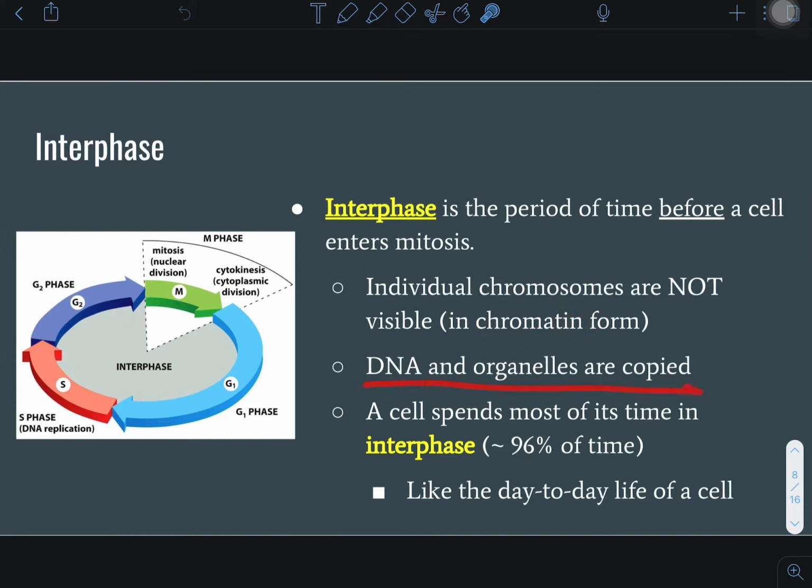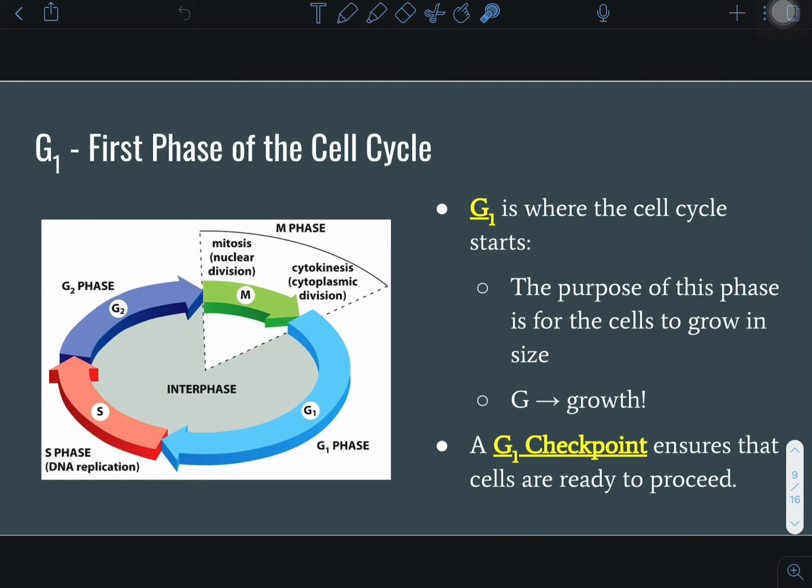The DNA and organelles are copied because we're going to divide the cells, so each set of cells needs an exact copy of organelles, right? They need mitochondria, they need chloroplasts if they're a plant cell, they need endoplasmic reticulum, and they need a copy of that genetic information or DNA. A typical cell will spend about 96% of its life in interphase, just doing their day-to-day stuff. Muscle cells are being muscle cells, heart cells are being heart cells, brain cells are being brain cells. That's interphase. During interphase, we have G1, S, and G2.